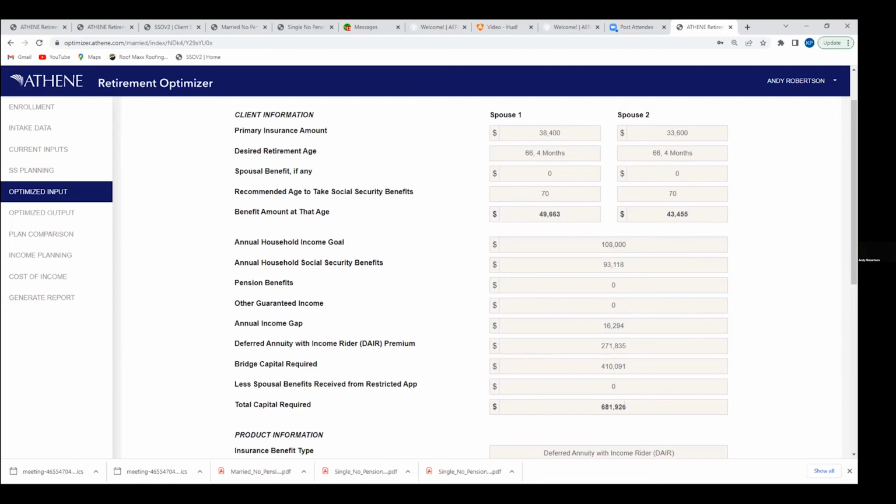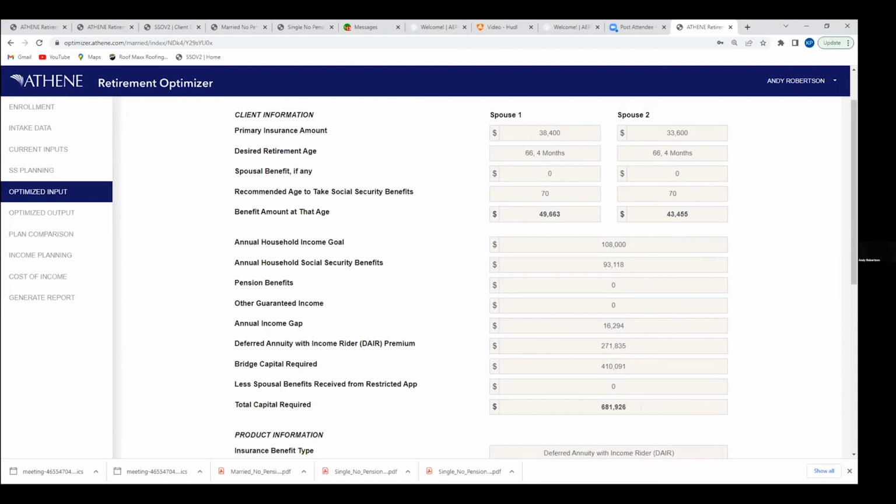We went from a capital requirement of 1.5 million if we took benefits at FRA. And we said, what if we took benefits at 70? The capital requirement went from 1.5 million to just over 1 million using an asset allocation approach. And then now we say, well, what if we took Social Security benefits at 70, but instead of using an asset allocation approach, we used an asset optimization approach, and we introduced into the equation a product designed specifically to provide income on a deeply discounted basis and do it for the duration of 2 lives. The capital requirement is $271,835 plus the bridge capital, we're at $681,926.